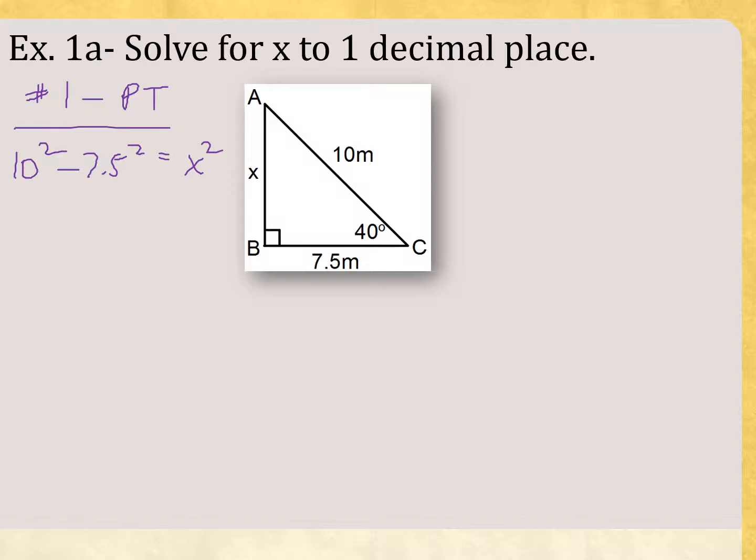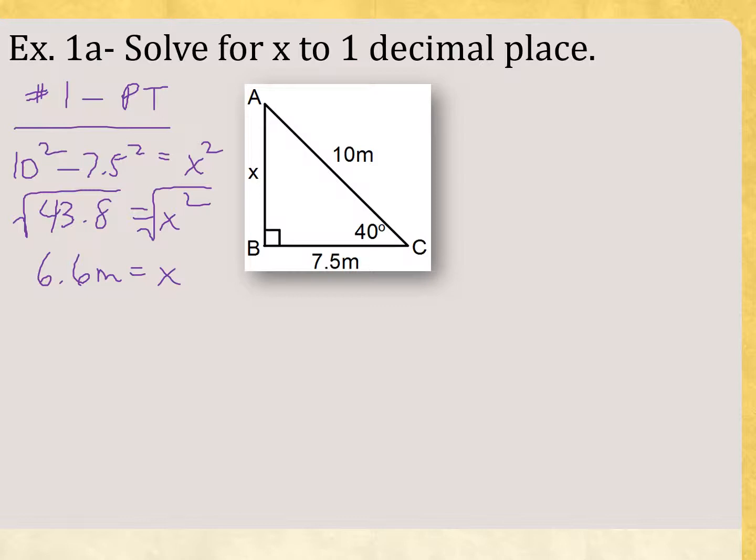And if you type that into your calculator, 10 squared minus 7.5 squared, you should get 43.8. And that's not x, that is x squared. What undoes a squared? Square root. Now in this case, when it comes to trig, we're not going to write plus or minus just because we're dealing with side lengths and you can't technically have a negative side length. And if we round to 1 decimal place, you should get 6.6 meters equals x.